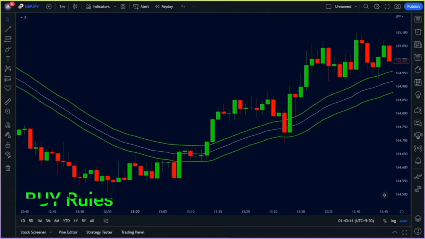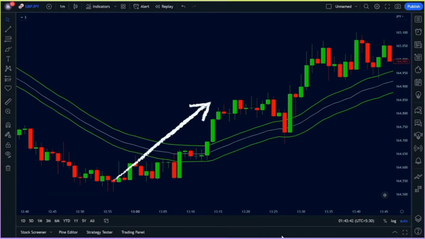First of all, the price should cross above the moving averages, leaving a gap between the market price and the moving average. The second rule is the price should retrace inside the moving average zone. I explained 3 scenarios that can happen at this moment.